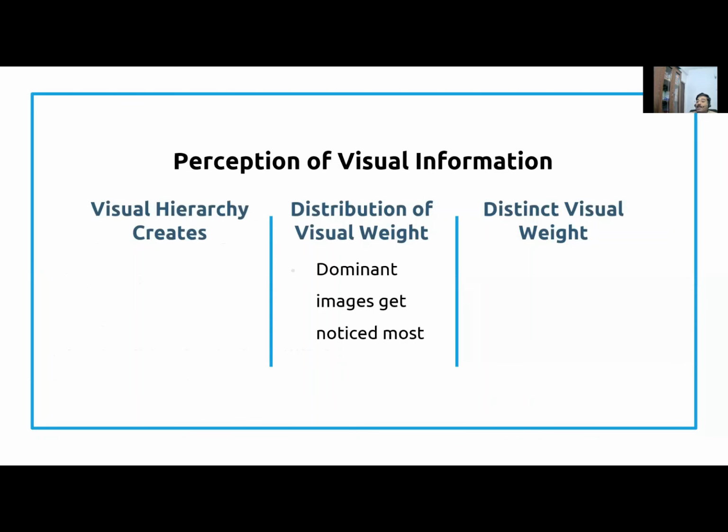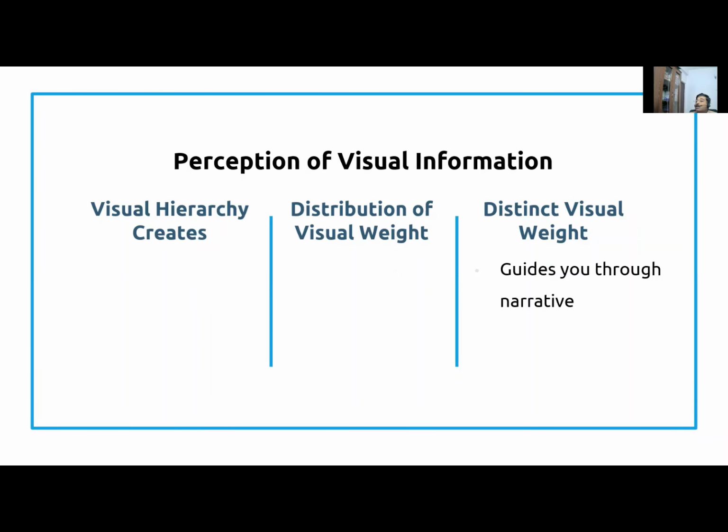The visual weight: the dominant image gets noticed the most. So if you are using a dominant, very bold image, it should be flawless, perfect. If you are not sure, don't ever use this. The distinctive visual weight, the color choice, guides you through the narrative; keyword highlighting, all these components contribute to the visual weight. So it is essential that you keep it balanced and not overdo it.